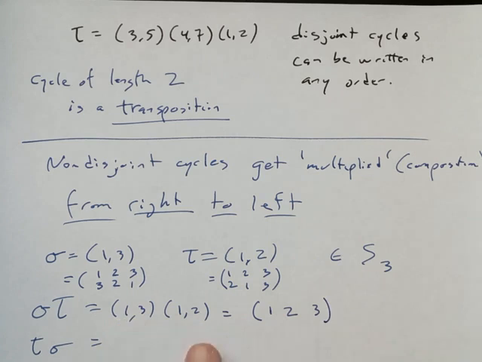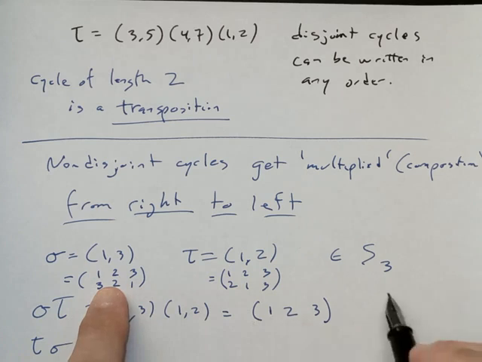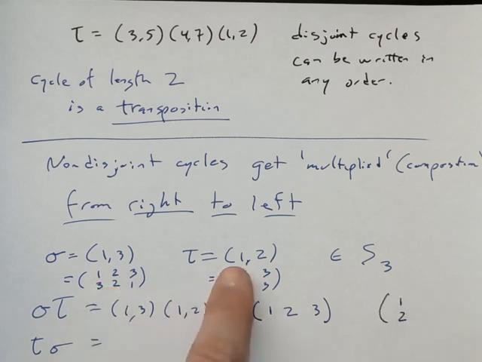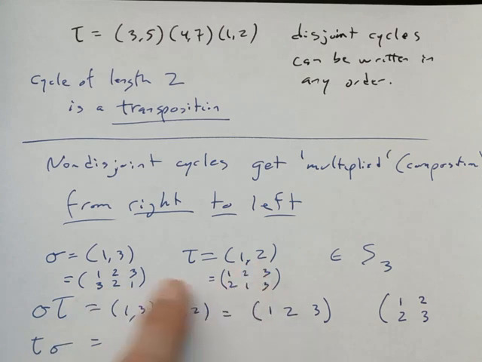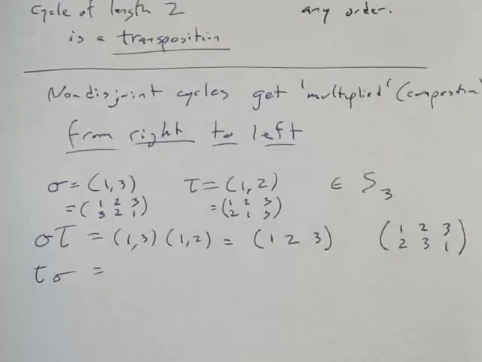Now, if you don't like the way I did that, moving my finger from right to left, let's do it here. Tau, 1 goes to 2, 2 goes to 2. So 1 goes to 2. 2 goes to 1, 1 goes to 3, so 2 goes to 3. 3 goes to 3, 3 goes to 1. There's the 2-row of the same calculation. This group is not abelian. What happens when I do tau sigma?